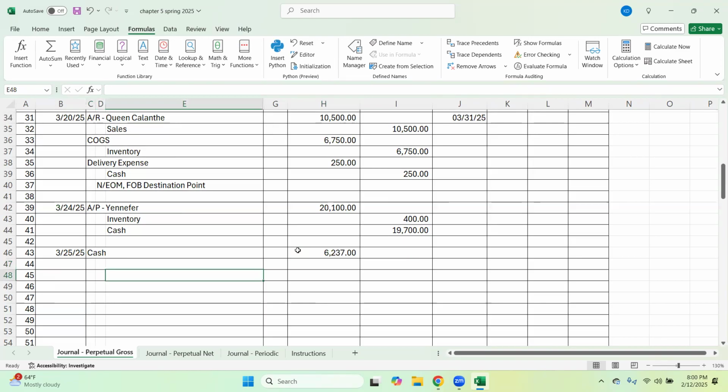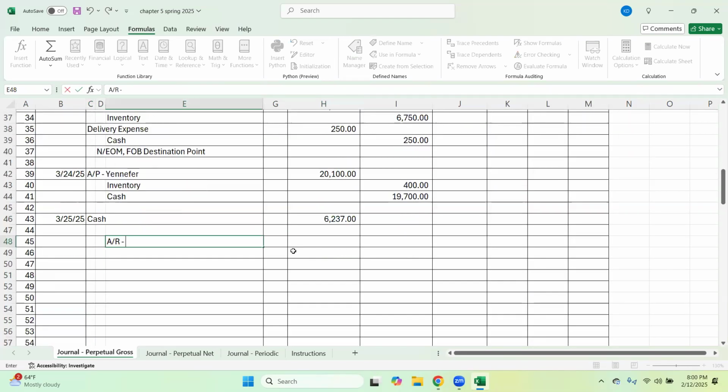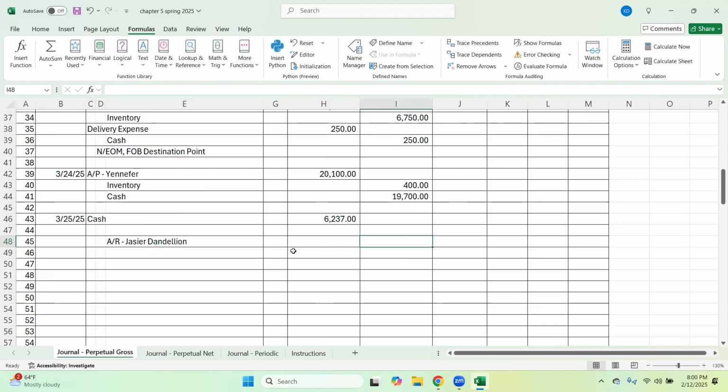I'll put this down here. Accounts receivable, the dandelion dude, what is his name again? Jaskier. Okay, $6,300. Okay, my debits and credits don't balance. What does that mean? It means we need to have another GL account.